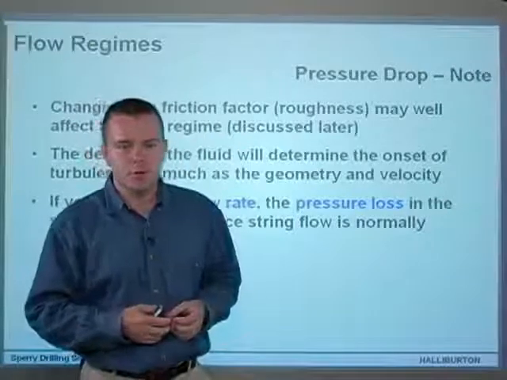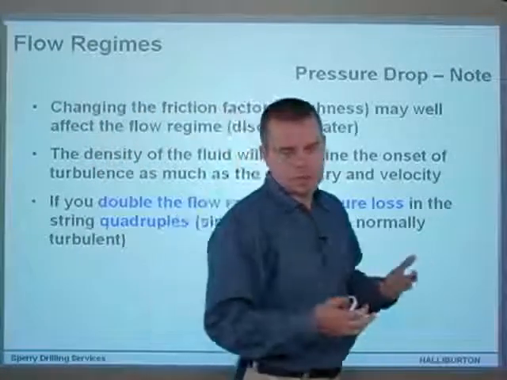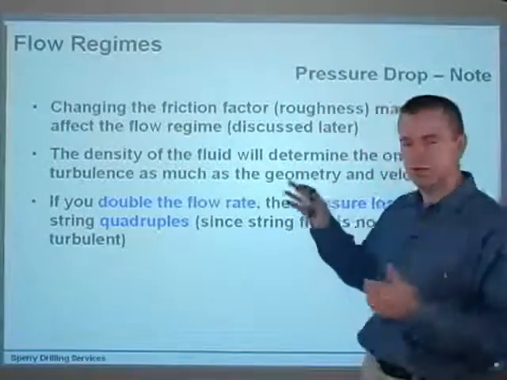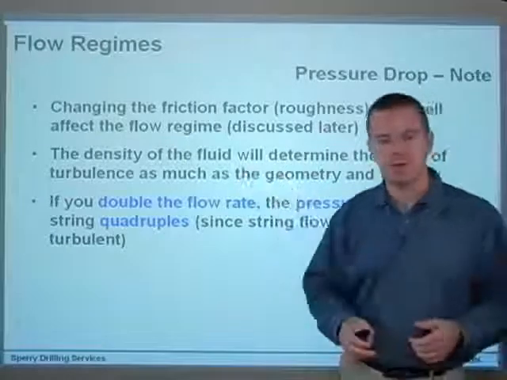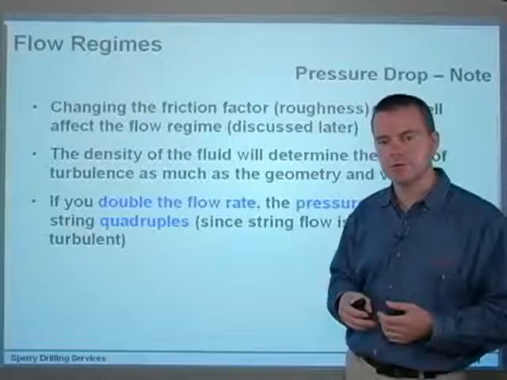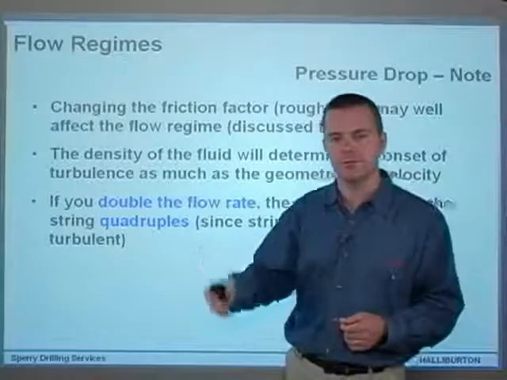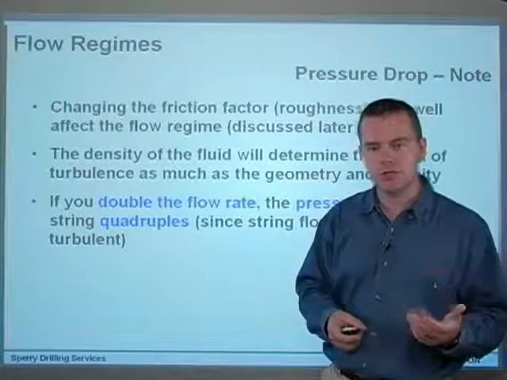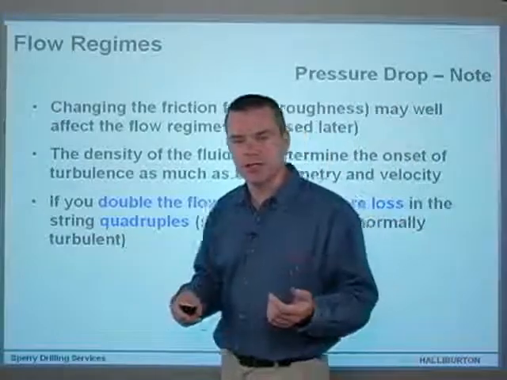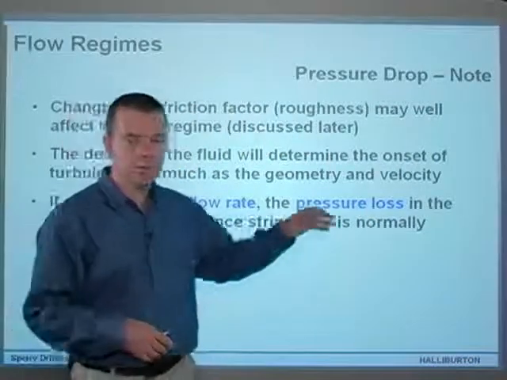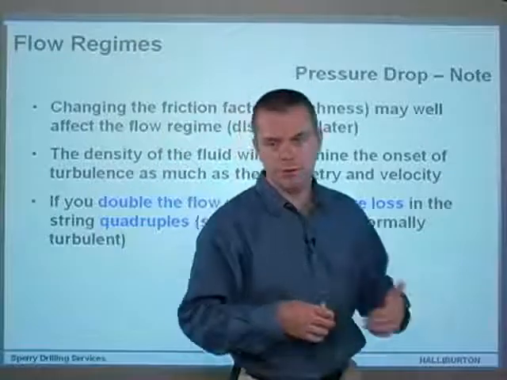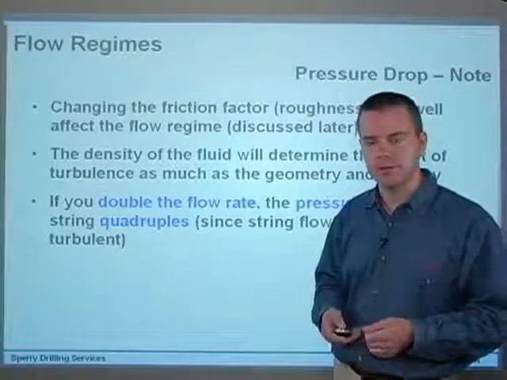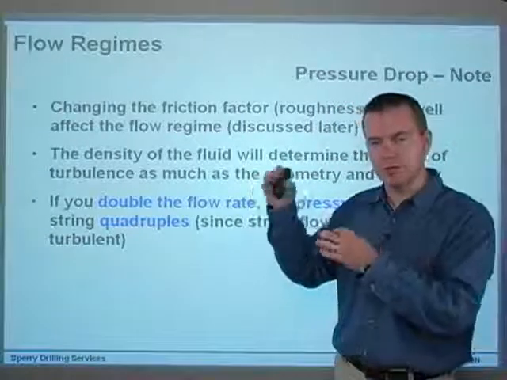Now, the density of the fluid will also determine the onset of turbulence as much as geometry and velocity do. The denser it becomes, the higher the Reynolds number, the quicker it will reach turbulent flow, basically. And if you double the flow rate, the pressure loss in the string quadruples. That's a generalization again, but assuming that string flow is normally turbulent, if you double the flow rate, you're going to quadruple the pressure drop through that string, so your standpipe pressure will rise much more quickly. These are some of the things I just want you to take away from having looked at these equations.